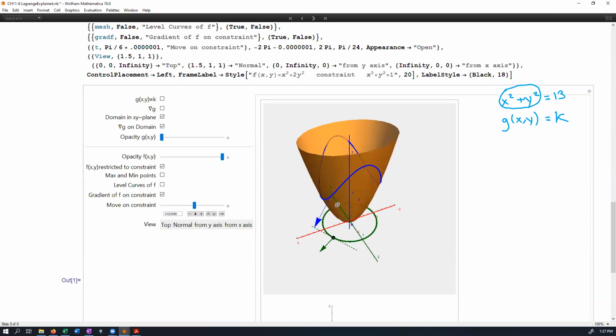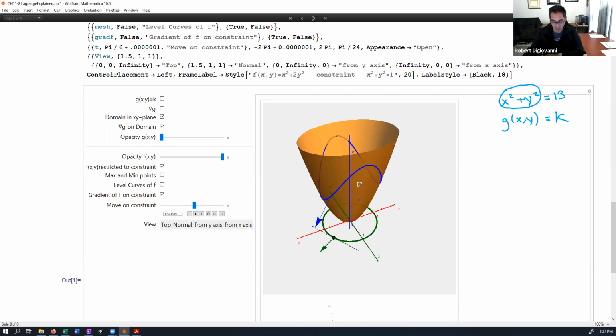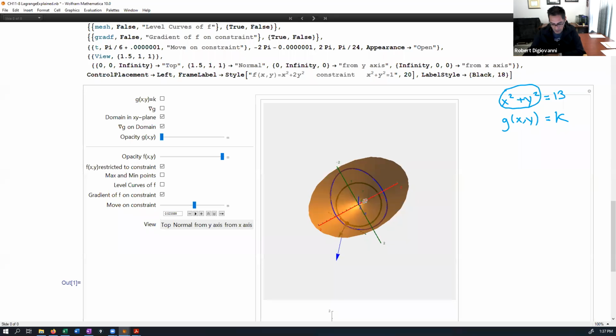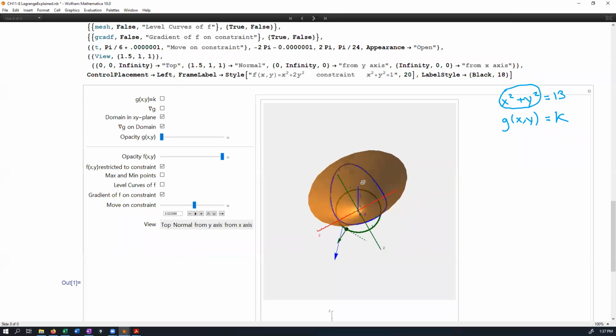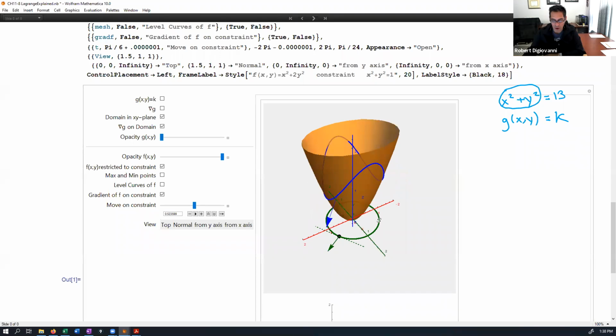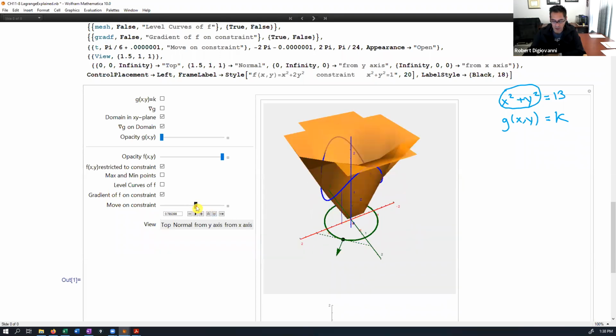Yes. Okay. Now, are these two vectors parallel? Let's look at them from the top. Do they look parallel? No, but almost. So what I'm going to start doing is moving a point around. You ready? Here it goes. Watch what happens to the gradient vector.